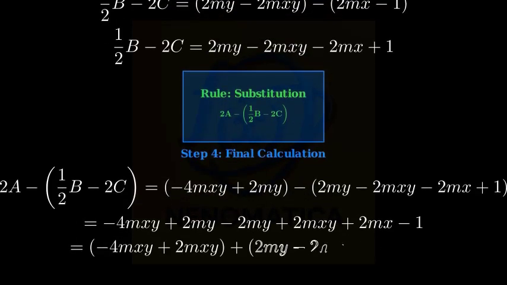Now we can combine like terms. Combining the mxy terms, we get negative 4mxy plus 2mxy, which equals negative 2mxy.